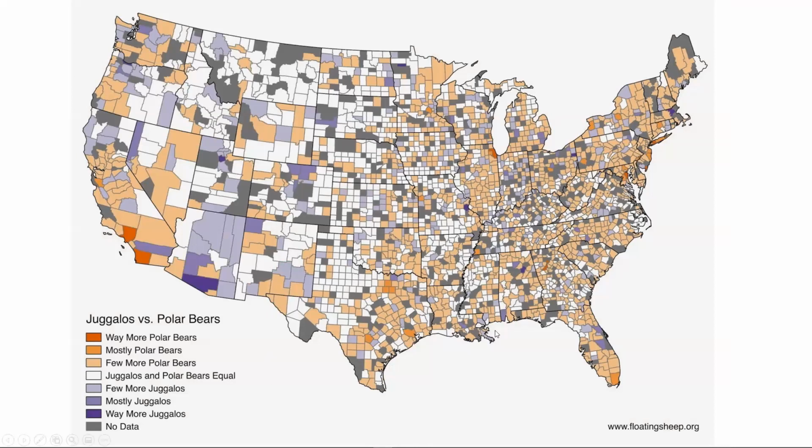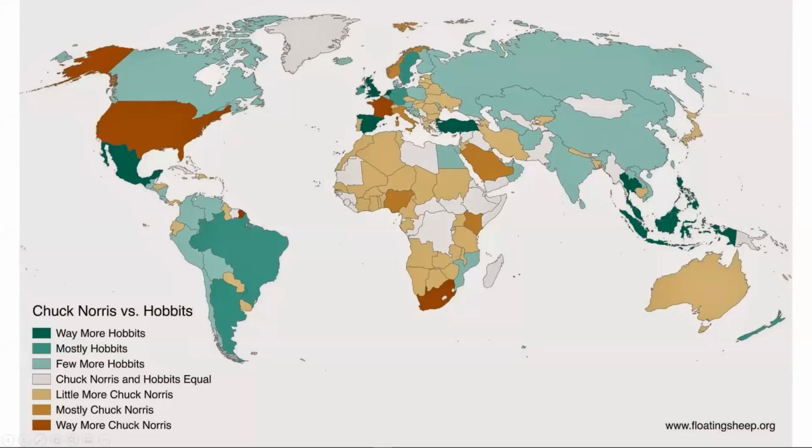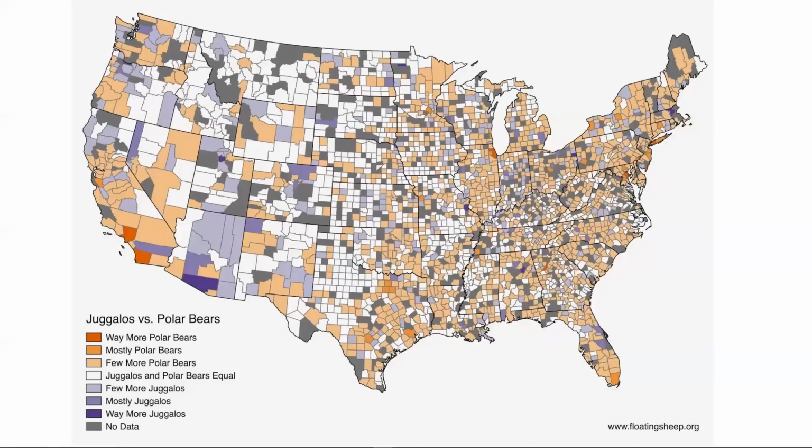And here's another one, comparing juggalos to polar bears, and I don't know what's up with these few areas that have more polar bears than juggalos. That's shocking to me that that would even be happening, especially in California. Wait, is polar bears code for something that I don't know, or are they just straight up mean polar bears? They just straight up mean polar bears. Okay.